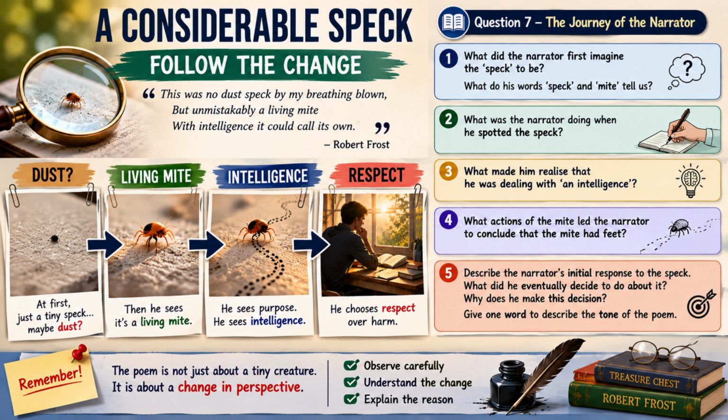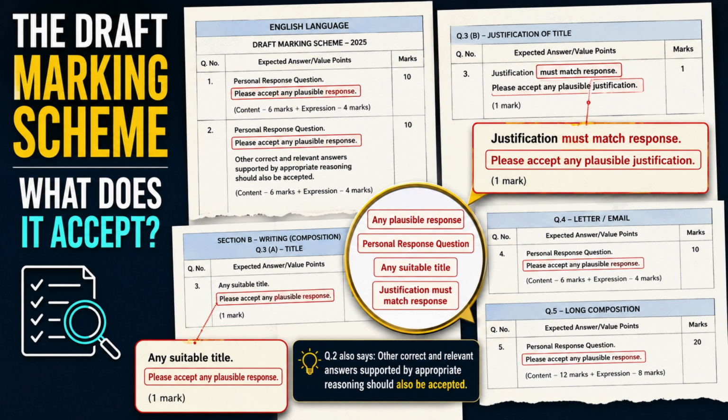The draft marking scheme tells us that the narrator initially wanted to stop it with his pen or a drop of ink, but eventually decided to let it lie there. And the suggested reason is respect for intelligent life, among other plausible responses. The final part asks for one word to describe the tone of the poem, with responses such as philosophical, reflective or meditative. Now we've looked at the questions.